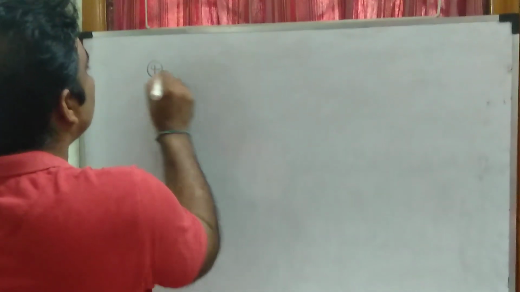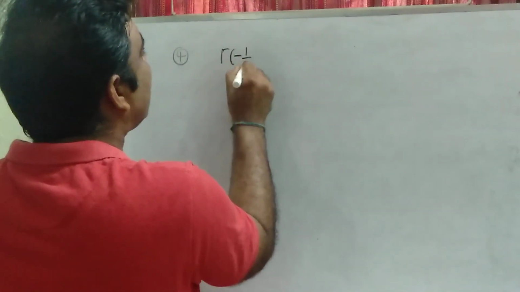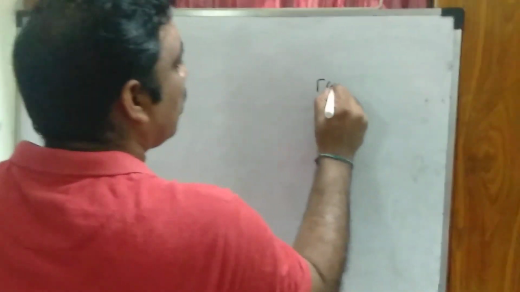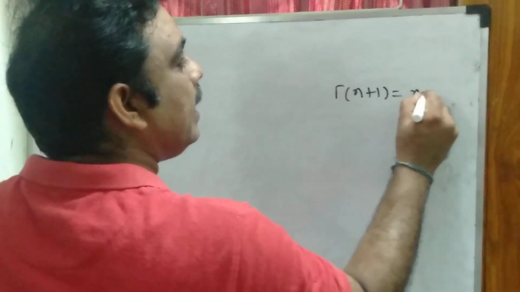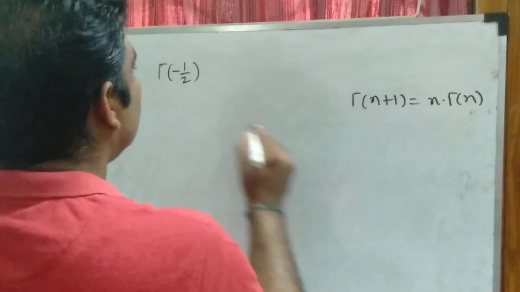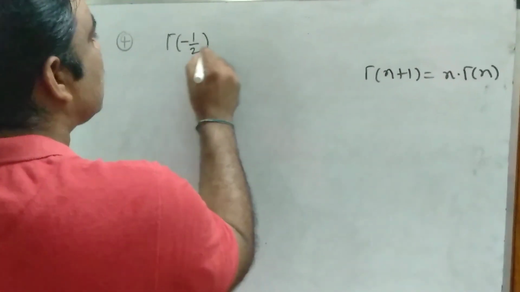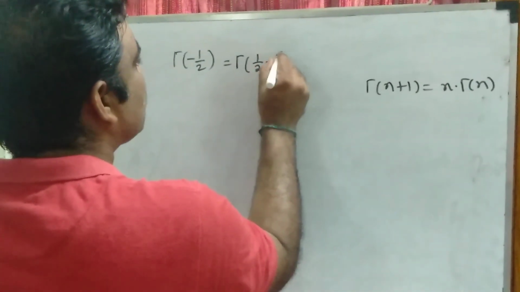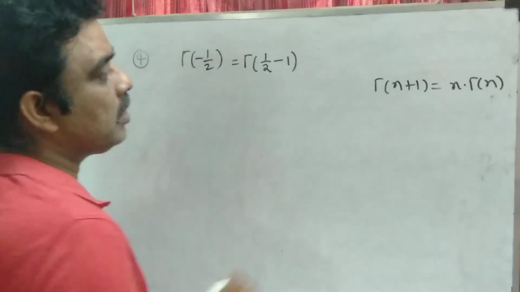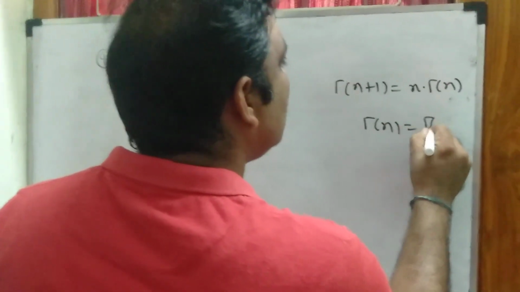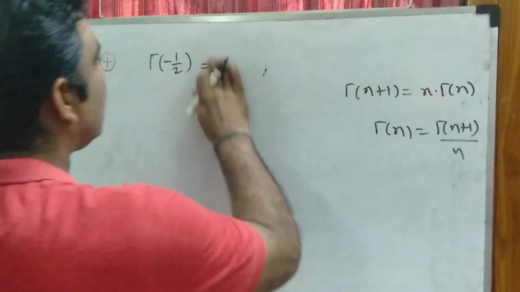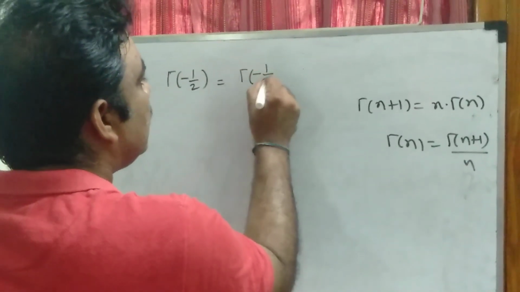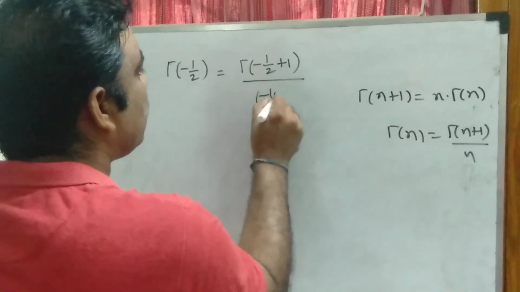So next example, how to find gamma of minus 1 by 2. Gamma of minus 1 by 2. We know that gamma of n plus 1 is equal to n into gamma of n. So I can write it as gamma of n plus 1 notation, or I can write gamma of n is equal to gamma of n plus 1 by n. So in simple notation, gamma of n is gamma of n plus 1 by n, where n is minus 1 by 2.